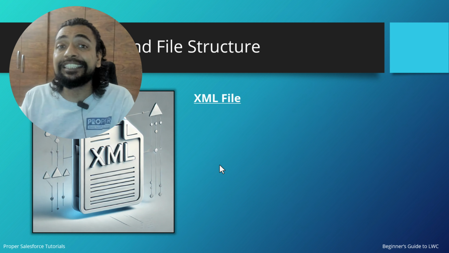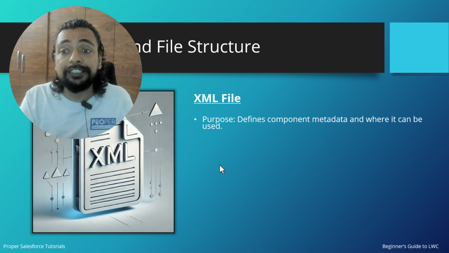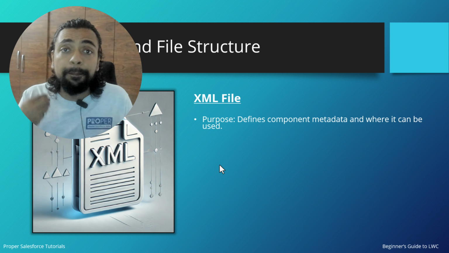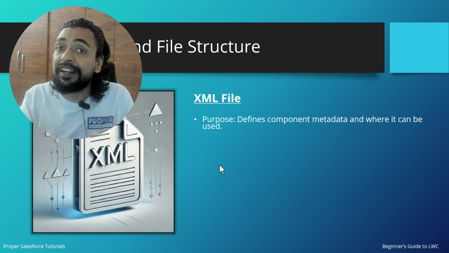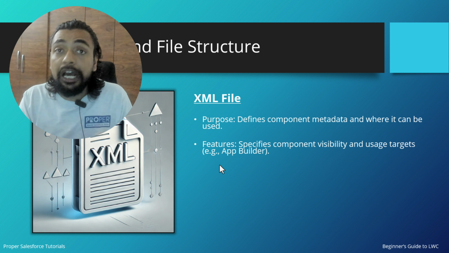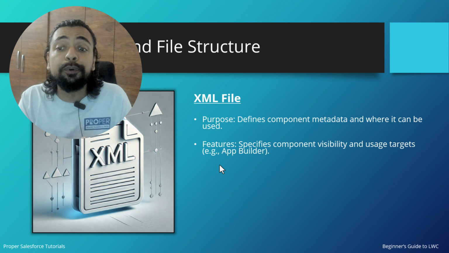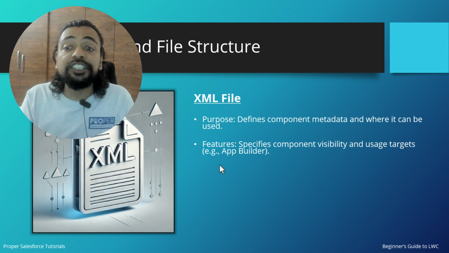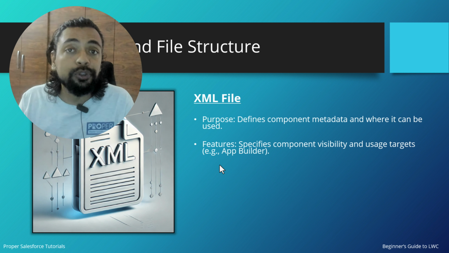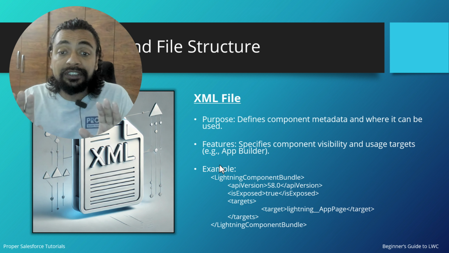The next file is the XML file. This is the file which actually defines the metadata for this specific component, where we define plenty of information, but right now we will understand the basic one. That is, here we define the places where we can use this specific Lightning component. The feature of this file is that it specifies component visibility, whether this component will be visible or not, and it also mentions the target where we are going to use this LWC. A sample LWC component metadata file looks something like this.